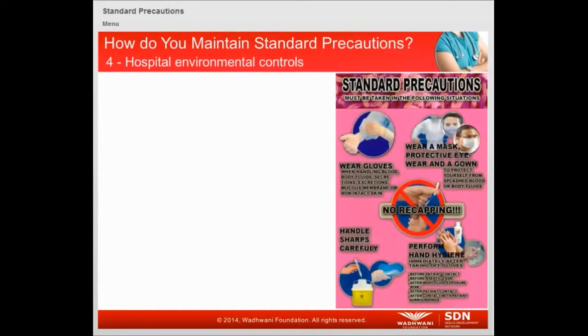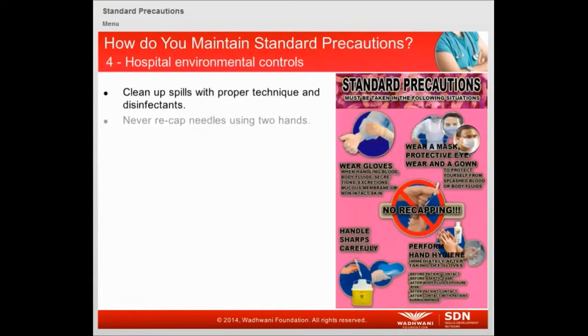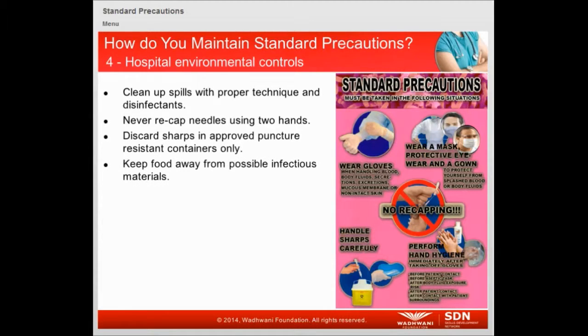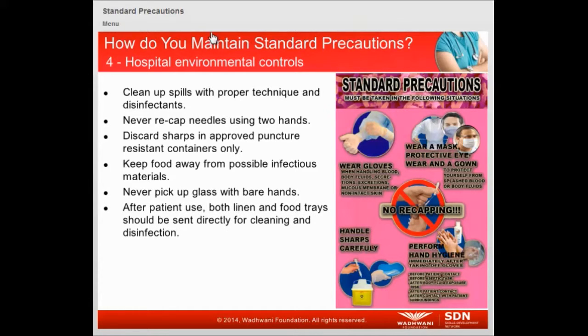Hospital environmental controls. Clean up spills with proper technique and disinfectants. Never recap needles using 2 hands. Discard sharps in approved puncture-resistant containers only. Keep food away from possible infectious materials. Never pick up glass with bare hands. After patient use, both linen and food trays should be sent directly for cleaning and disinfection. Dedicate equipment for individuals on infection precautions or isolation.